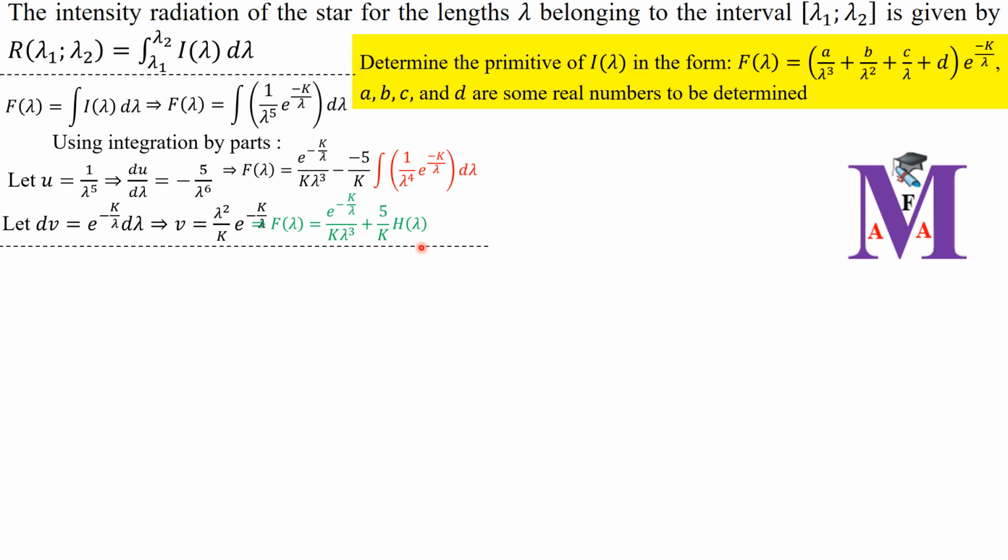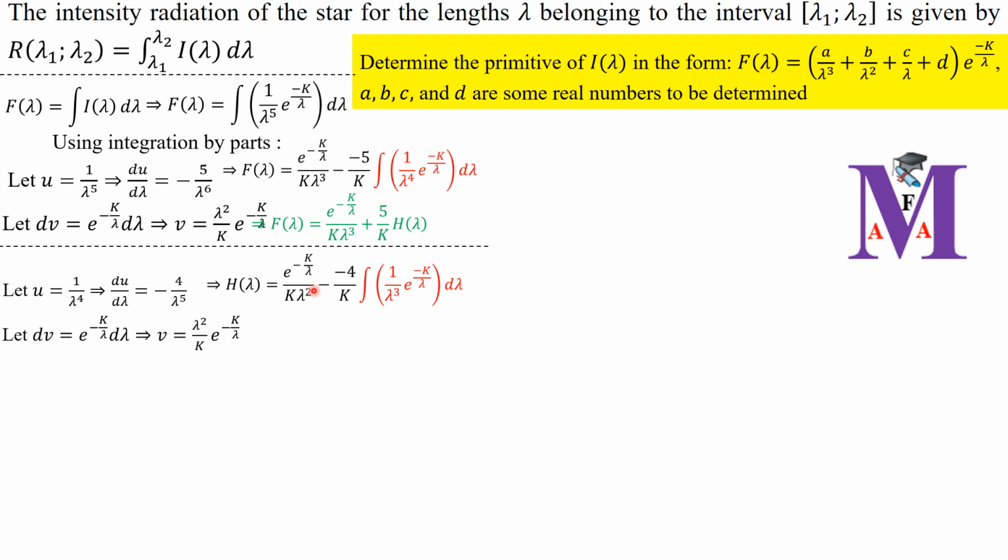Now we are also going to integrate h of lambda using integration by parts. So we let u be 1 over lambda to the power 4. So we are on this integral now. 1 over lambda to the power 4 to be u. We differentiate, we get negative 4 over lambda to the power 5. Now our dv is e to the negative k over lambda d lambda. Our v, we integrate, we still get the same response. So our h of lambda is uv minus the integral of v du. So when we simplify, we get this response. The integral in red is p of lambda.